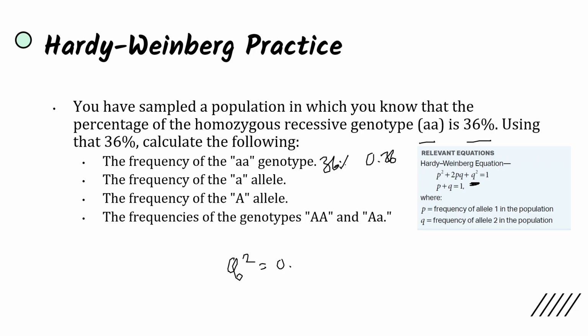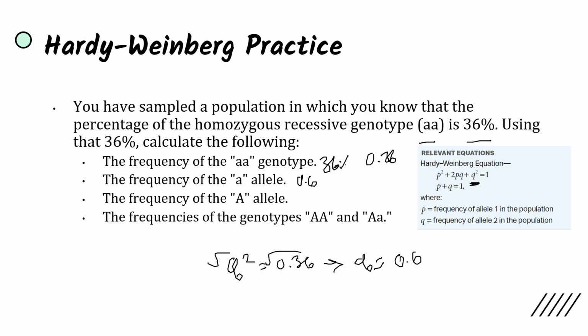So if q squared is equal to 0.36, that means that q by itself is equal to 0.6. Because 0.6 times 0.6 equals 0.36. So to get rid of the square, we square root both sides. And so with q being 0.6, that shows us the frequency of the recessive allele.